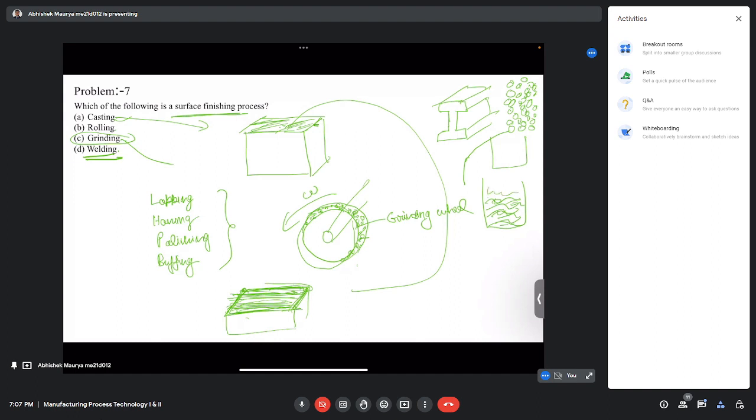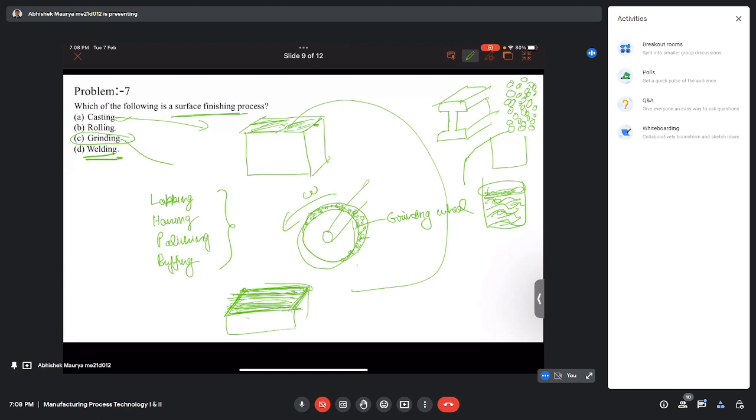slag and flux. Those things we remove. Finally, we get molten iron from the iron ore. Okay, let me change the color. And what we do, we try to make components of very simple shape from this molten iron.